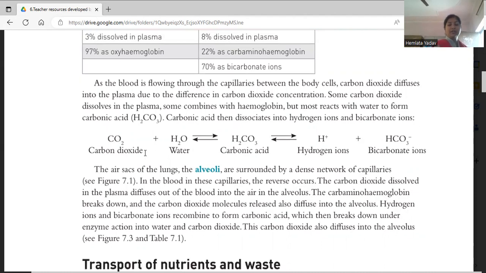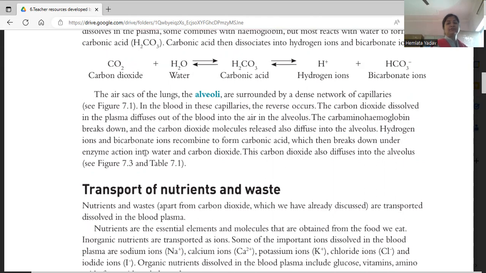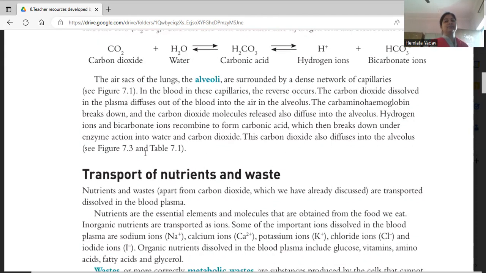So कार्बोनिक एसिड कैसे बनता है? CO2 जब वाटर से रिएक्ट करती है तो कार्बोनिक एसिड बन जाता है. H2CO3 कार्बोनिक एसिड का फॉर्मूला है, H positive हाइड्रोजन आयंस and HCO3 negative बाइकार्बोनेट आयंस.